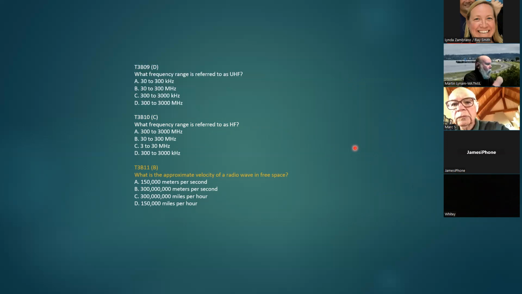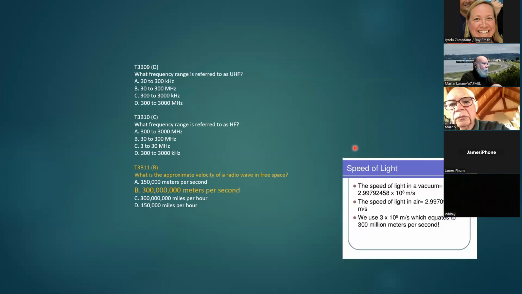B11, excuse me, B11. What is the approximate velocity of a radio wave in free space? It's approximately the speed of light, which is 300 million meters per second.